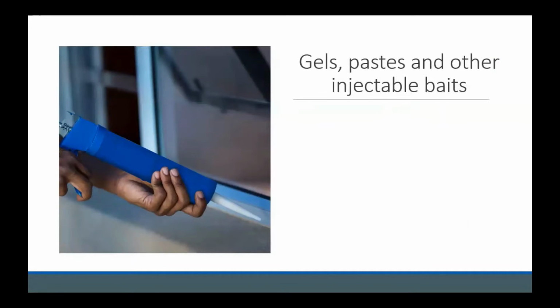Here's a picture of a device used to apply a gel or paste bait. These formulations are used to mainly control ants and cockroaches. They're injected or placed as either a small bead or dot inside cracks and crevices of buildings where insects tend to hide.